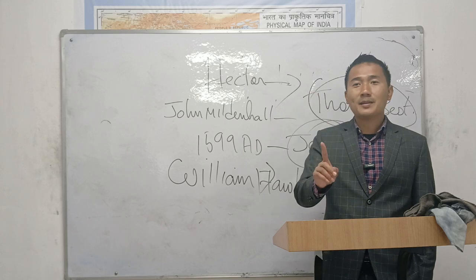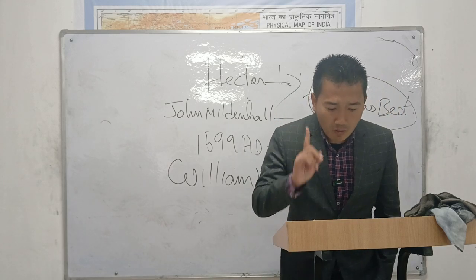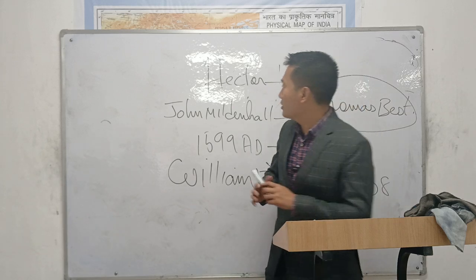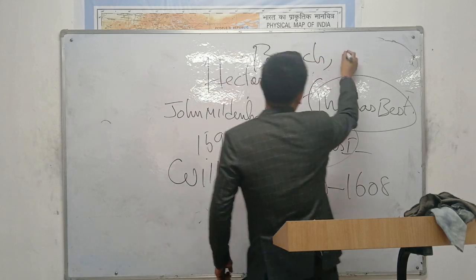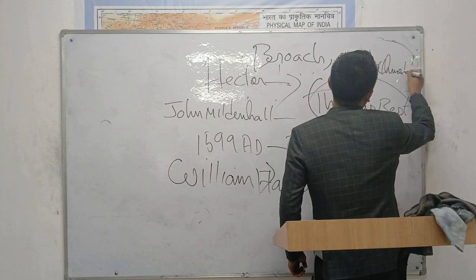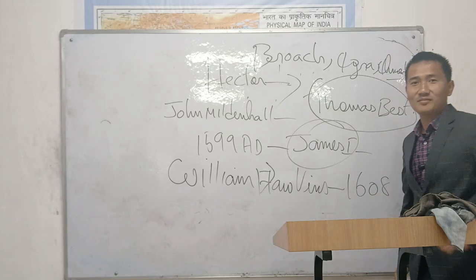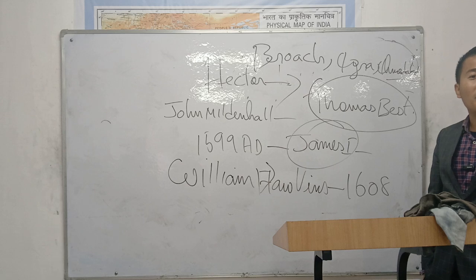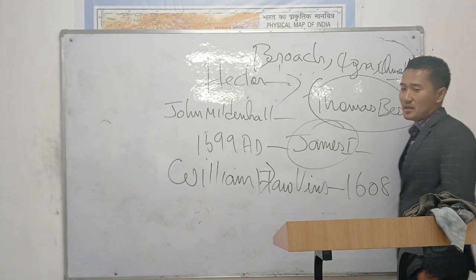Now Jahangir happily accepted. So let's see, where does he establish the headquarters? Please write down. He got permission to establish factories at Ahmedabad, Agra, and Broach. Thomas Roe got the permission to establish a factory at Broach, Agra, and Ahmedabad.